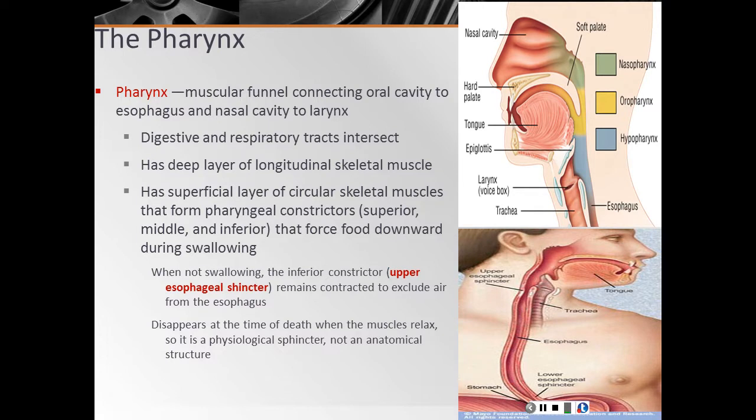Now this constriction is considered the upper esophageal sphincter, which you see right here. Although it is not an anatomical feature of the esophagus, the upper esophageal sphincter disappears at the time of death when the muscles begin to relax. Thus, it is considered a physiological sphincter rather than anatomical.